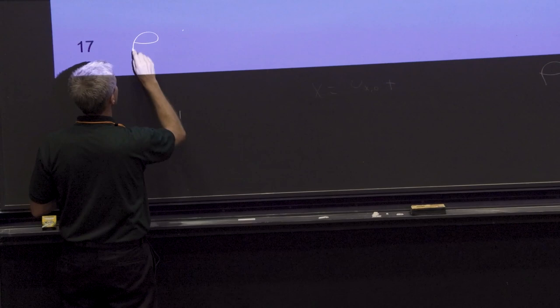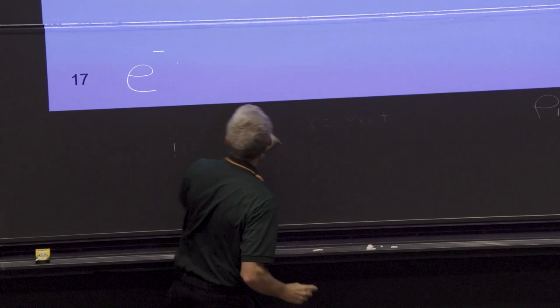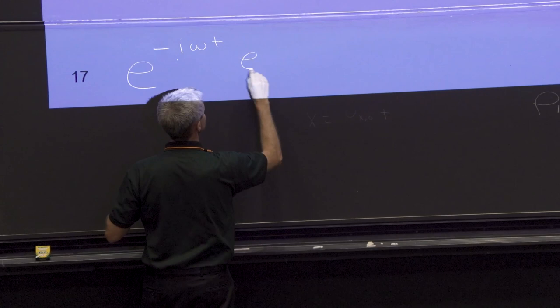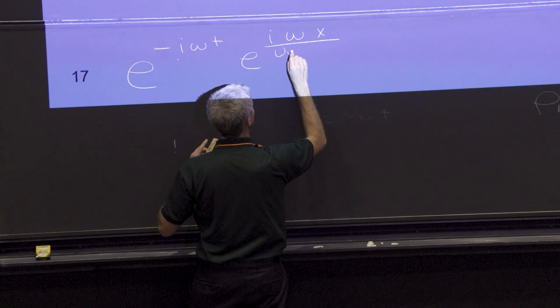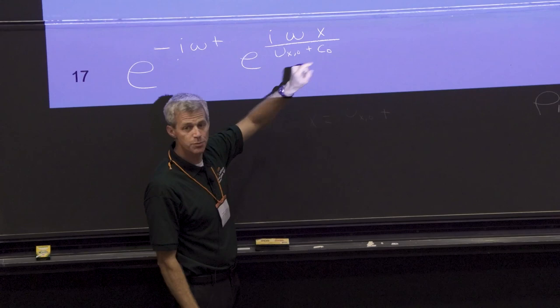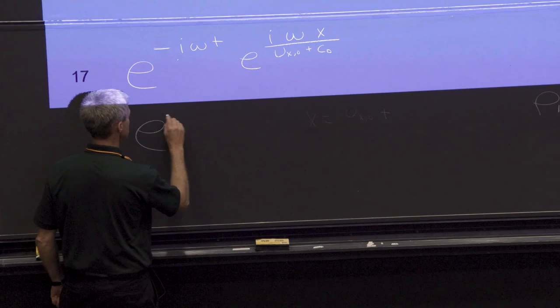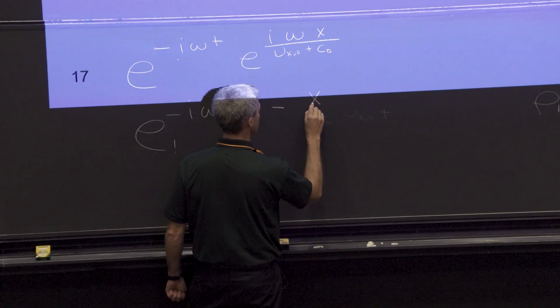You also have, let's see if I can do this on the fly here, a disturbance that looks like e to the minus i omega t times e to the i omega x over (u_x naught plus c naught). Here c naught is the speed of sound. All right, so let's put this thing together. This is e to the minus i omega (t minus x over (u_x naught plus c naught)).